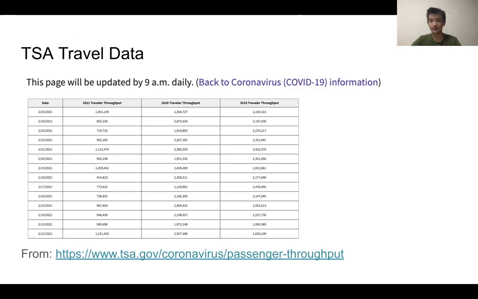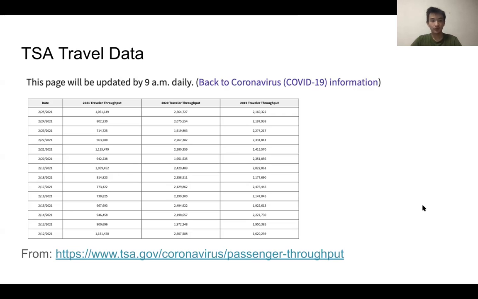The next data set is the TSA travel data. This page is updated at 9 a.m. daily, so again, it's the same dates. You can see the columns are 2021, 2020, and 2019 from left to right. This keeps track of the travelers going past TSA checkpoints. And this is, again, a public data set that I web scraped. You can see the link below is the tsa.gov. You can see that the numbers are decreasing from right to left because of COVID, obviously.